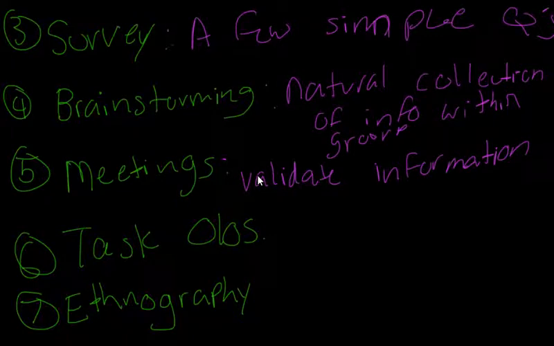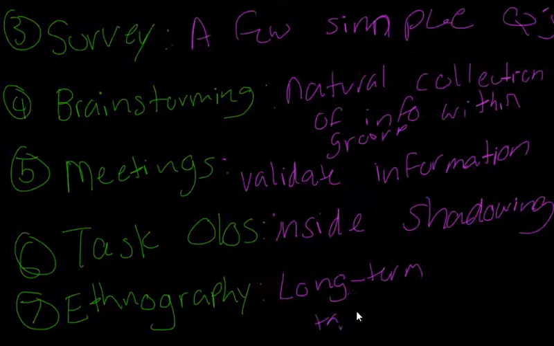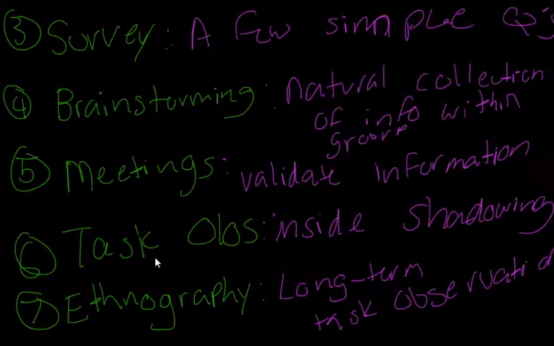Then we have task observation, which is pretty much just job shadowing. So you're just observing what they do and how you can improve it and how you can make your system better based off the environment and how they deal with problems, etc. Then ethnography is just long-term task observation. So you pretty much stay there for an extended period of time and observe what goes on. And you get a rich amount of information with ethnography, but the downfall is that it takes a long time to accomplish.